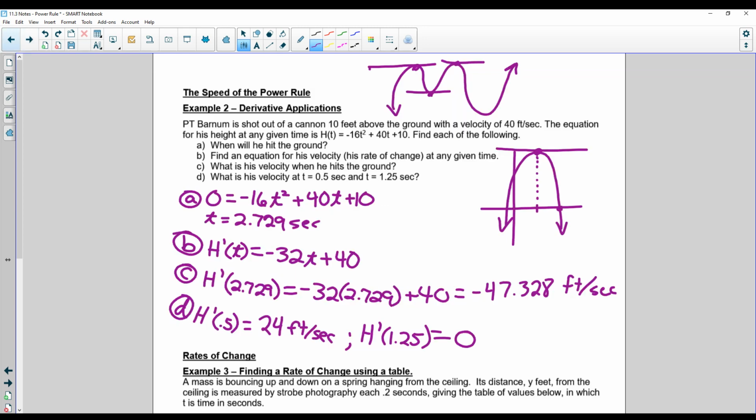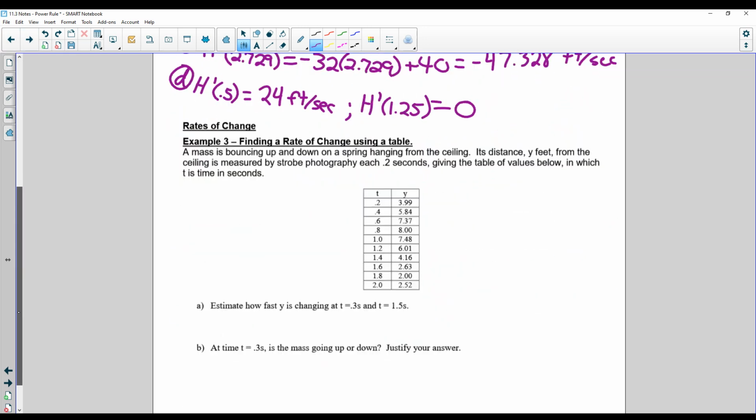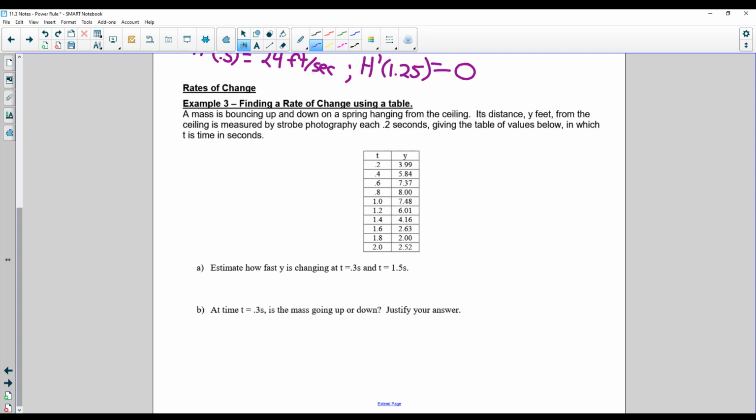Oh, I'm sorry, I didn't mean to go there. One more application here. This one, actually, we're going to leave a little bit of calculus here and go back to kind of our old method, because the AP Calc loves to give you tables like this and see if you really understand what derivatives are.